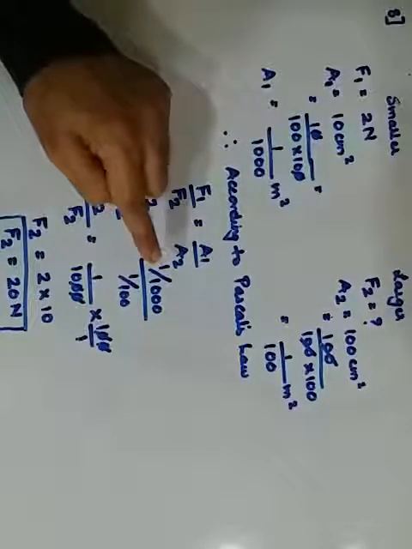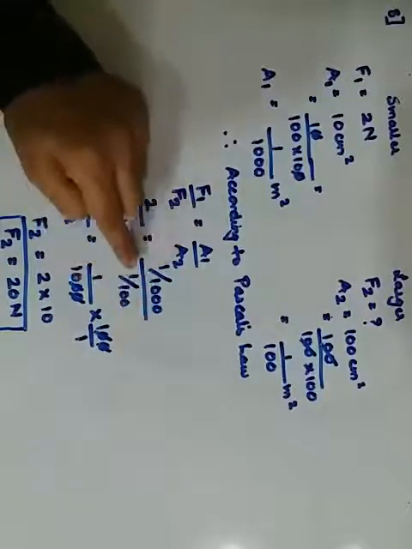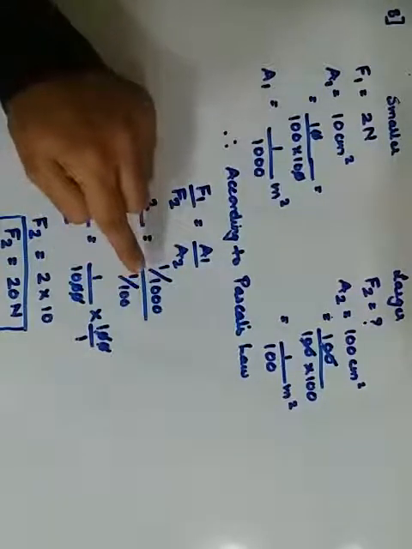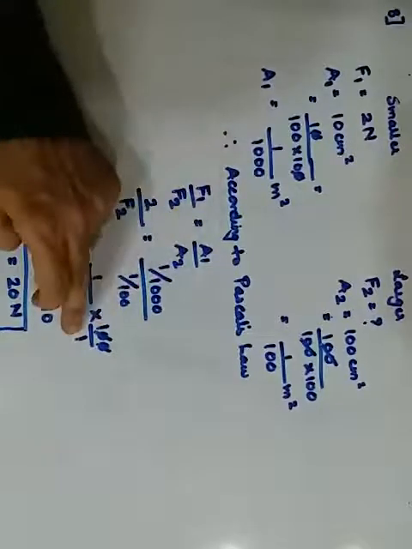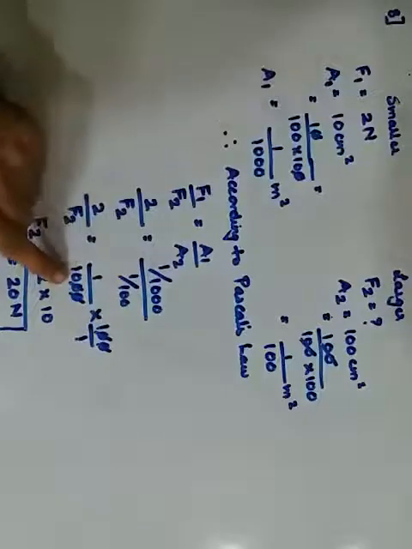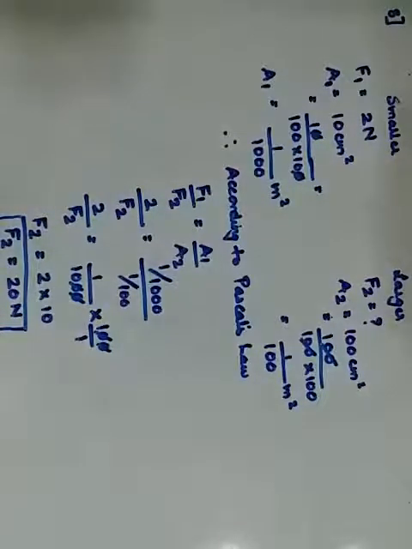In the numerator I have written 1 upon 1000 as it is. The fraction bar means division, but when division becomes multiplication it becomes reciprocal, so it becomes 100 upon 1. The zeros cancel, only 10 is left. This 10 is cross multiplied with 2. So F2 is equal to 2 into 10, which is 20 newtons. Got it? This is your 8th one.